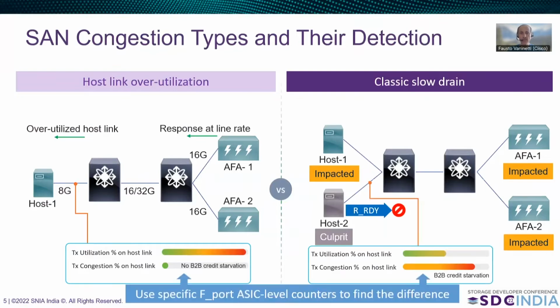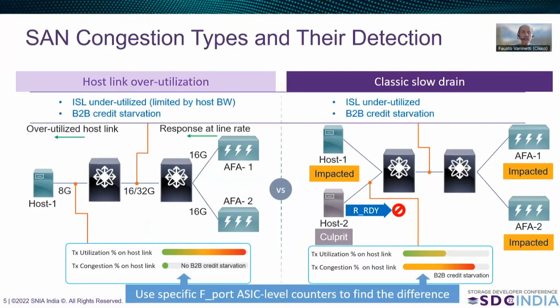And in this case, if you look again at the metrics on that host link, you will realize that the link utilization is normal. It's not close to saturation. But if you look at the buffer-to-buffer credits, you can see that there is starvation. Now, if you consider the ISLs, you will see exactly the same situation in both scenarios. The ISL is underutilized and there is buffer-to-buffer credit starvation. So what I'm trying to say is that the distinction between host link overutilization and classic slow drain cannot be seen from ISLs, but it needs to be determined by looking at specific F-port ASIC level counters. And that's the way you will find out the difference.